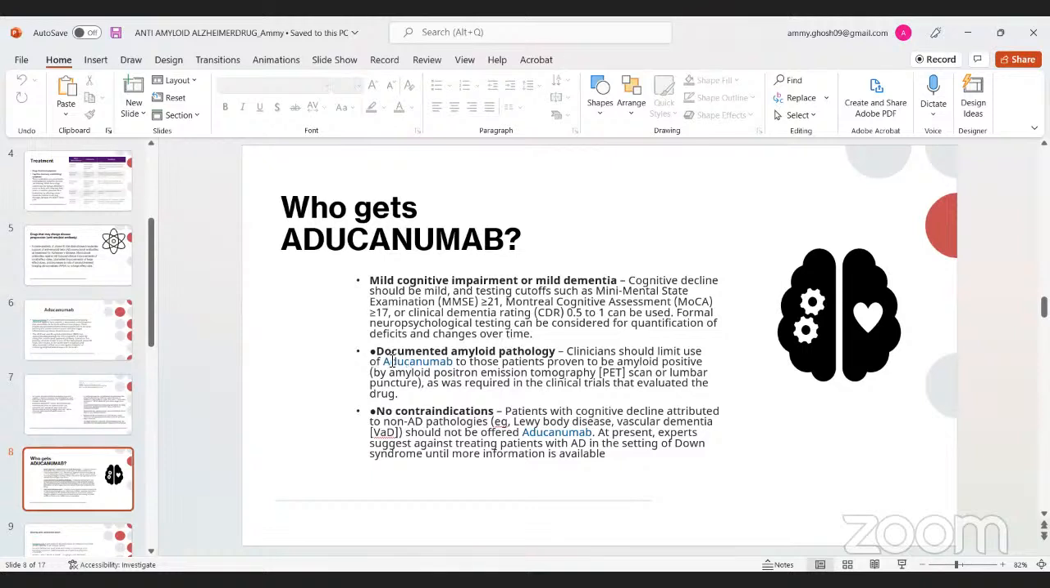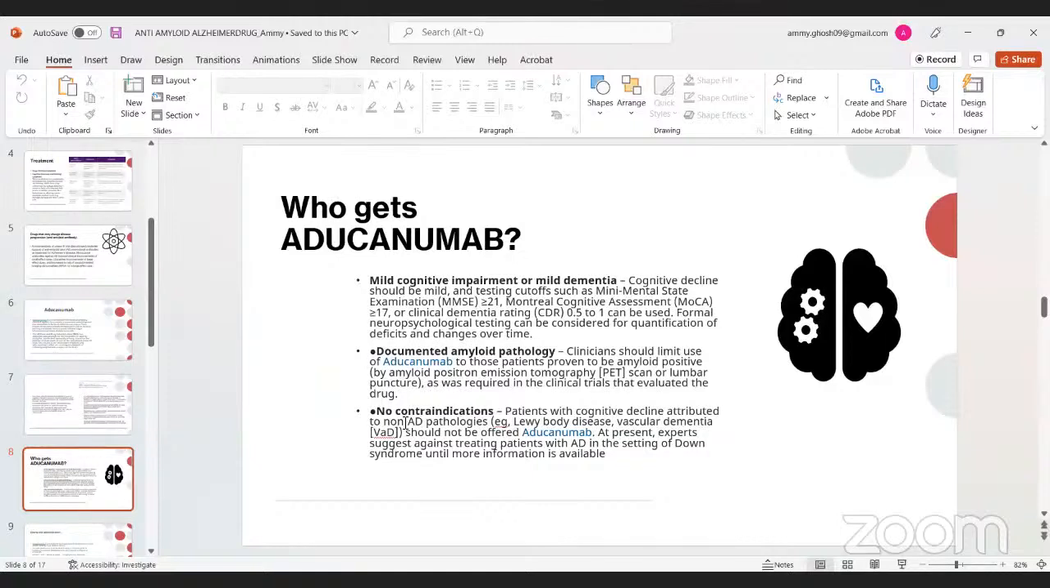Formal neuropsychological testing can be considered for quantification of deficits and changes over time. Also, we need to have documentation of amyloid pathology. Clinicians should limit use of aducanumab to those who have proven to be amyloid positive by amyloid PET scan or lumbar puncture, which was also required in the clinical trials that evaluated the drug.